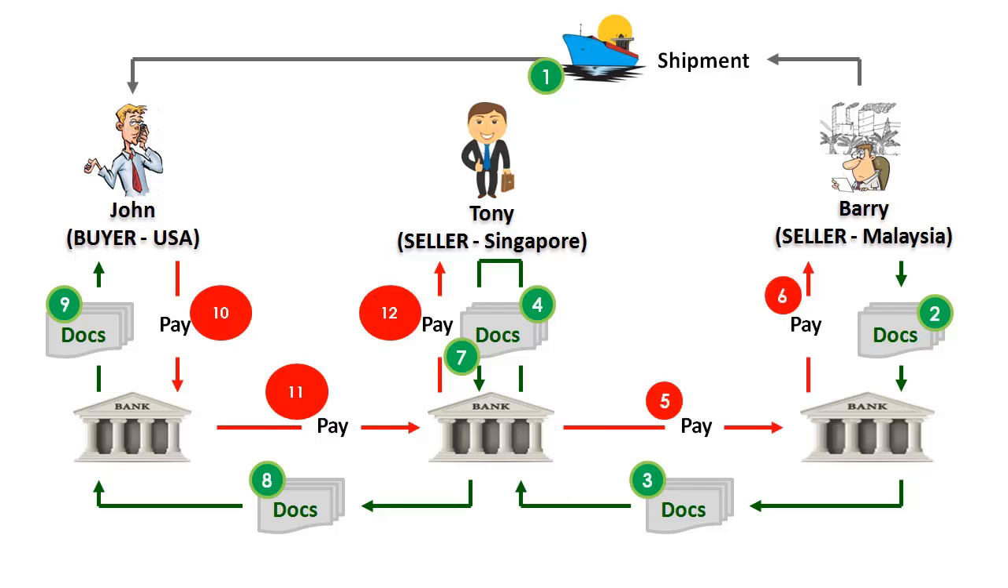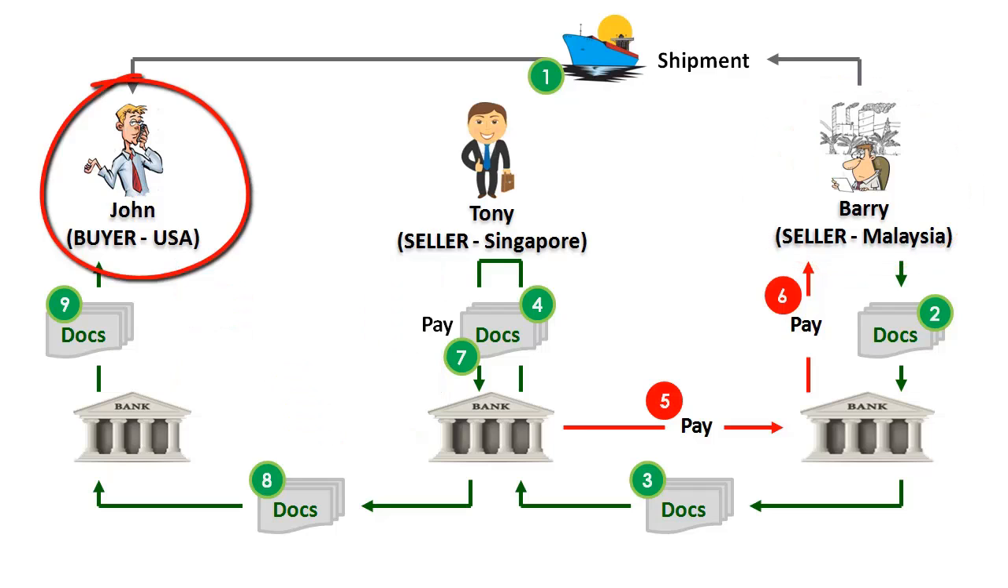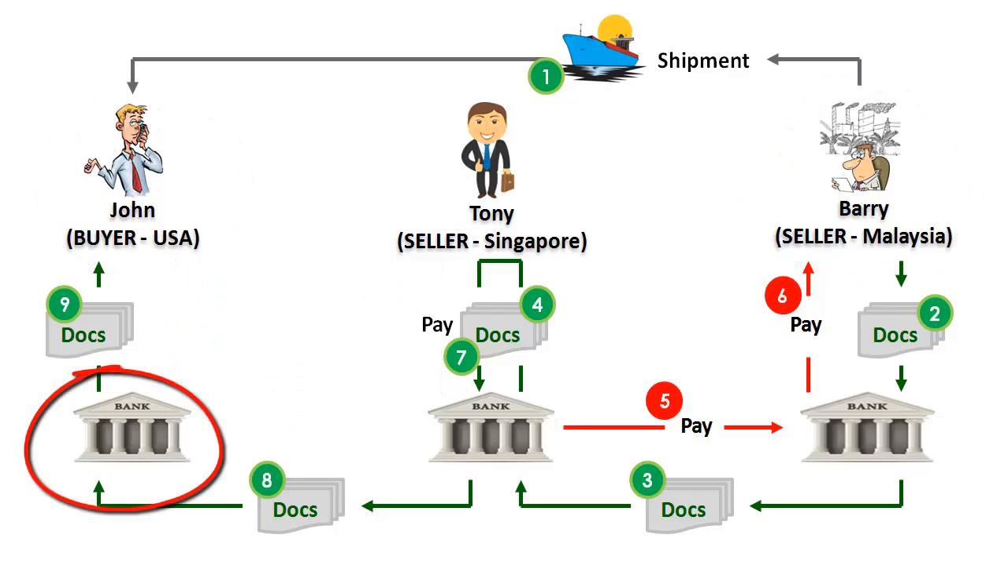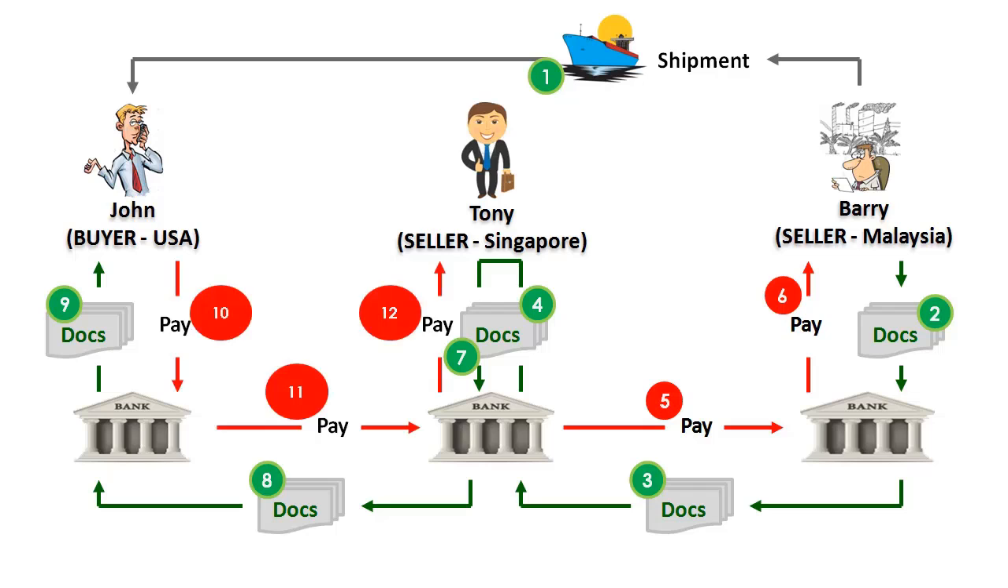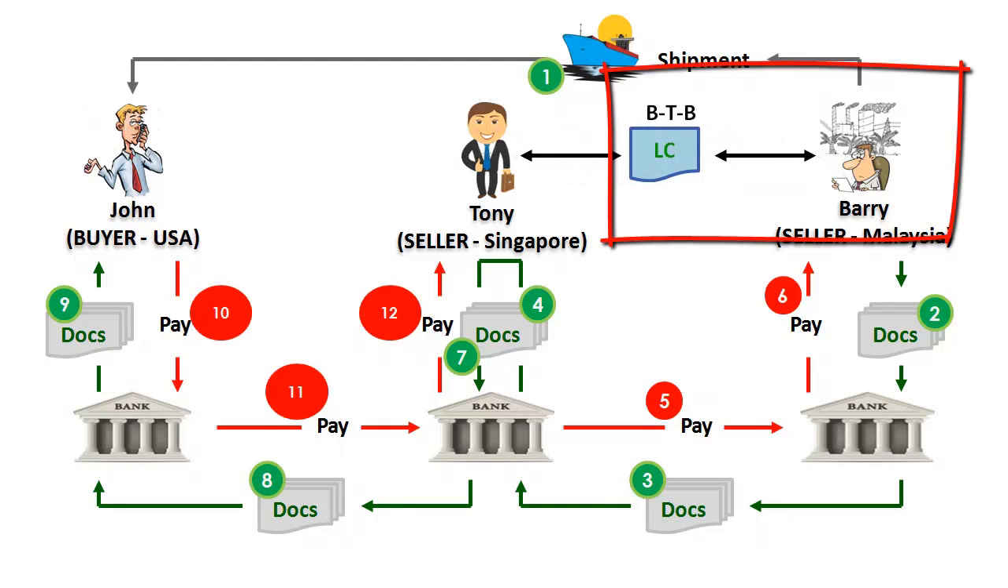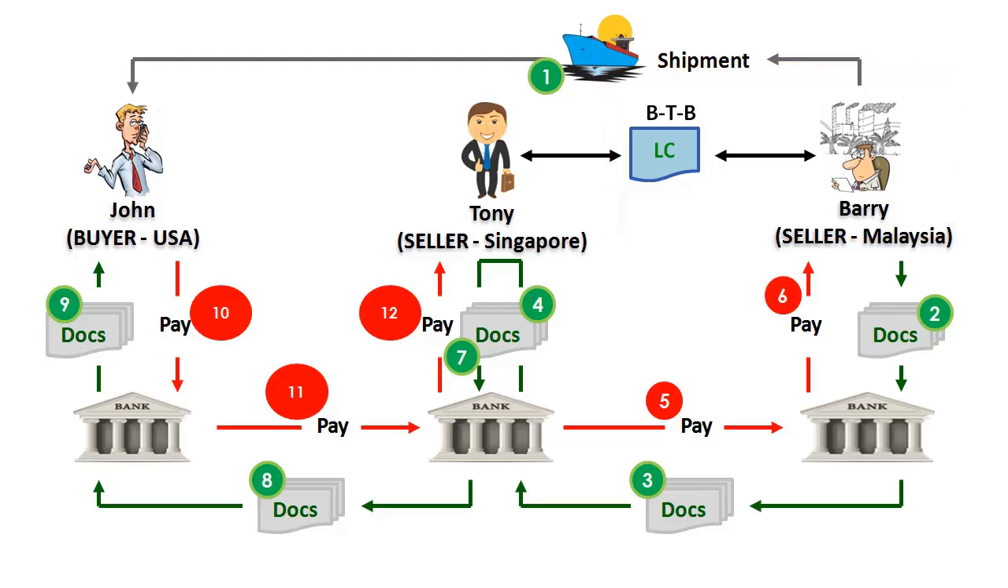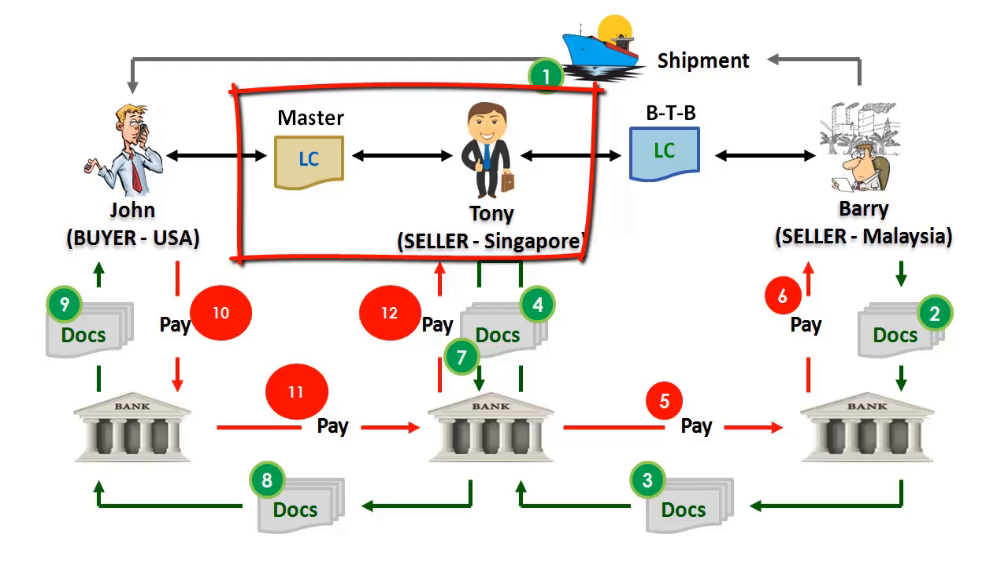First, from the back-to-back LC issuing bank, it goes to the presenting bank and reaches Barry. Then from John, it goes to the Master LC issuing bank and is remitted to the remitting bank, which is also the back-to-back LC issuing bank, and finally reaches Tony. From here, we can see that Barry is the first seller who receives his payment under the back-to-back payment contract, and Tony is the second or the last seller who gets his payment under the Master LC contract.